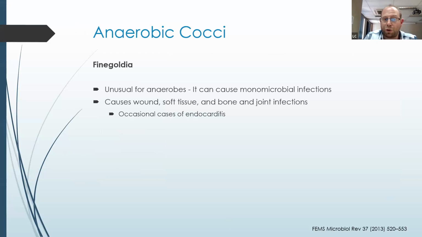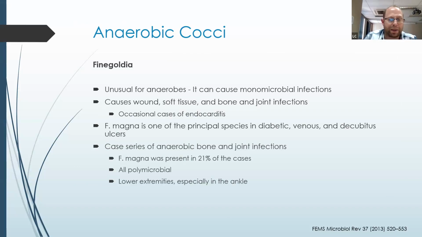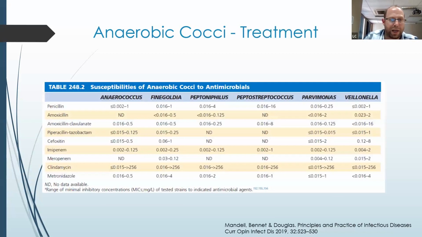It causes wound, soft tissue, and bone and joint infections, and there are described cases of endocarditis. Again, it's one of the principal species thought to be pathogenic now in diabetic, venous, and decubitus ulcers. There's less doubt whether or not it's purely a commensal. And in case series of anaerobic bone and joint infections, Finegoldia was present in 21% of the cases, all of which were polymicrobial and all of which involved the lower extremities, especially the ankle. And there's increasing evidence for Finegoldia as the causative agent in certain implant-associated infections.